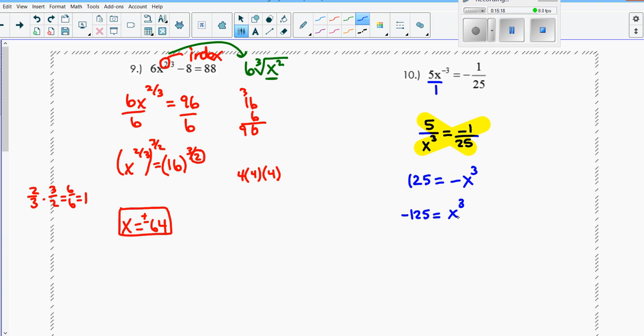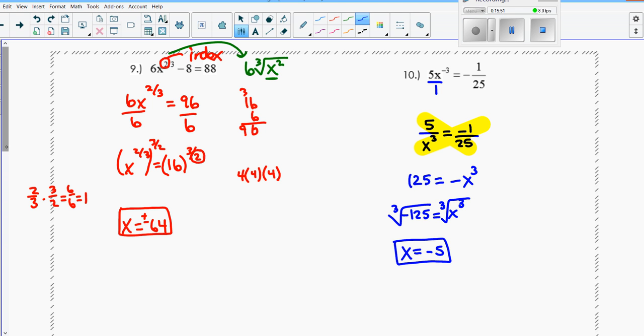If I want to undo raising to the third power, I cube root. So cube root means what times itself 3 times is negative 125, and that would be negative 5. Since negative 5 times negative 5 is 25, times another negative 5 gives you a negative. Okay, notice that there is no plus or minus because we raised to an odd power. So x equals negative 5 is my only answer.